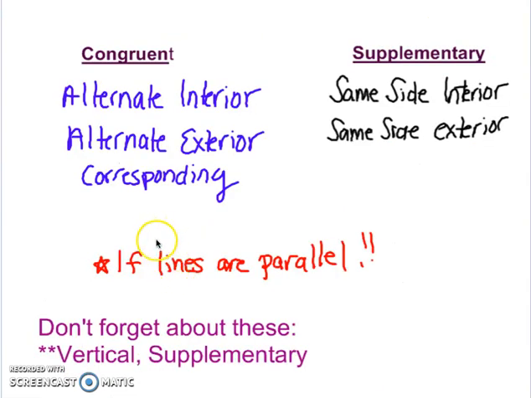Once you have identified where the angles are, there are some special characteristics we need to know about each of the angles. If the lines are parallel and they are cut by a transversal, your alternate interior and alternate exterior angles and your corresponding angles are automatically congruent. Same side interior and same side exterior angles are automatically supplementary if the lines are parallel.